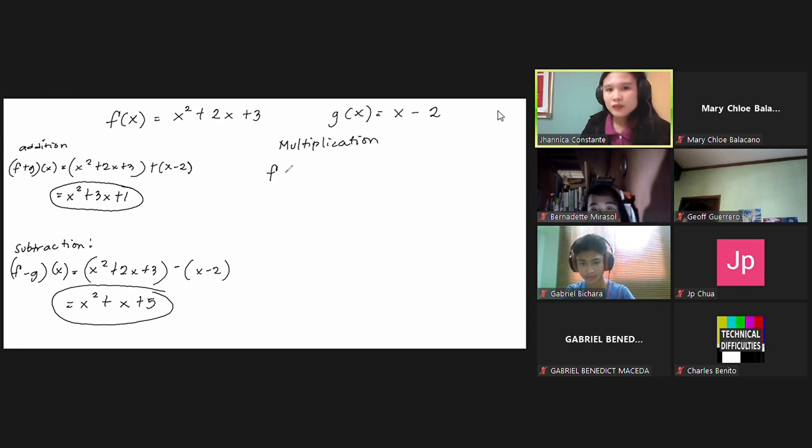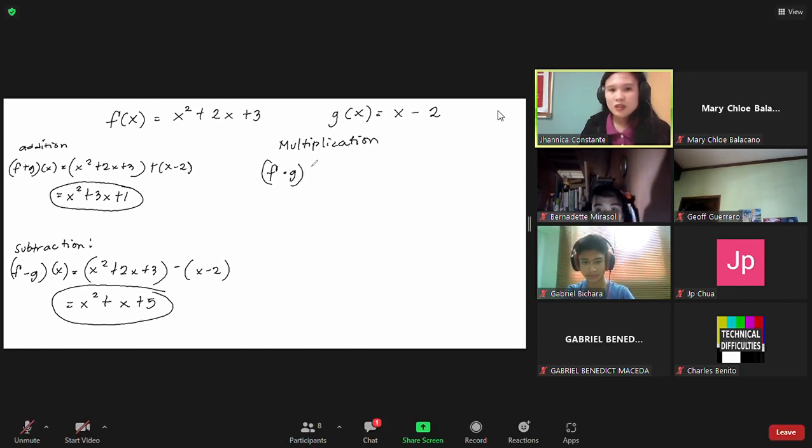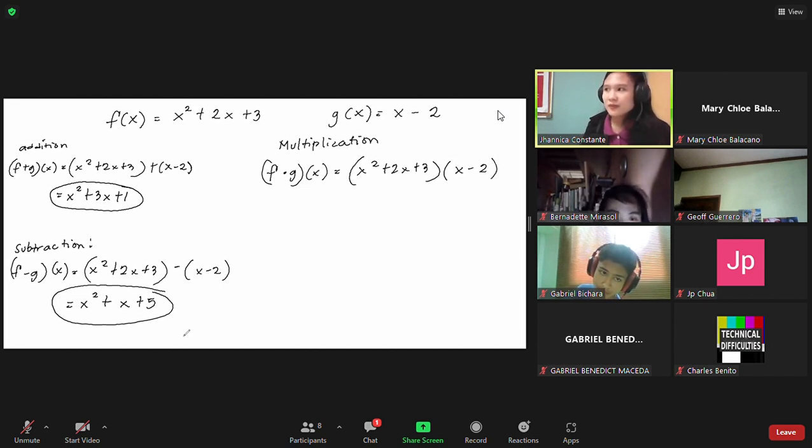So f and g of x. You have x squared plus 2x plus 3 times our g of x, which is x minus 2. Since we cannot use the FOIL method, we're going to use the distributive property to find the product of our two functions. So x squared times x is equal to x cubed.